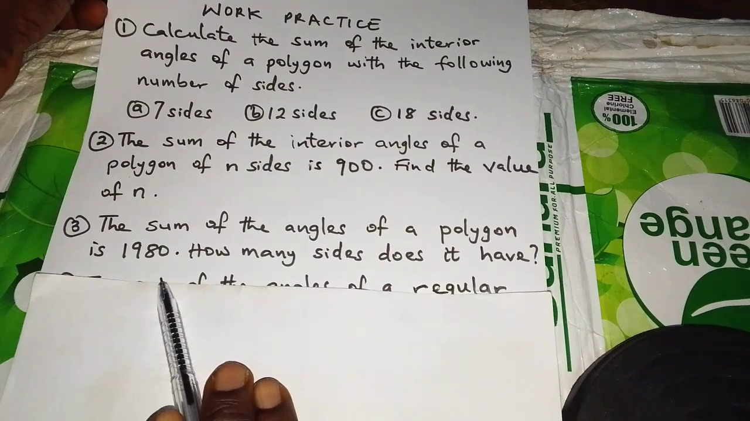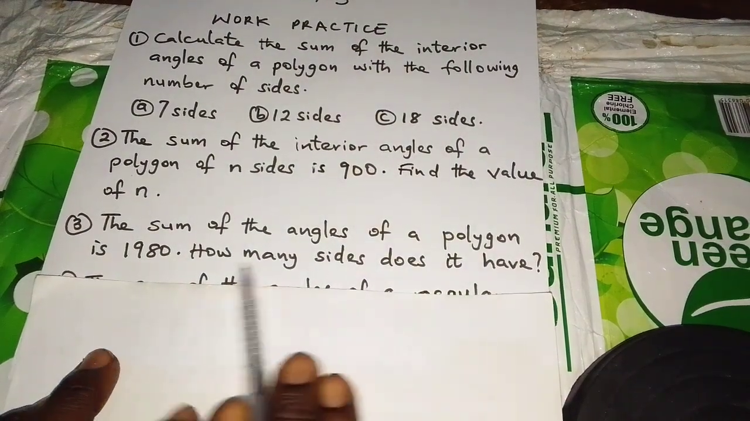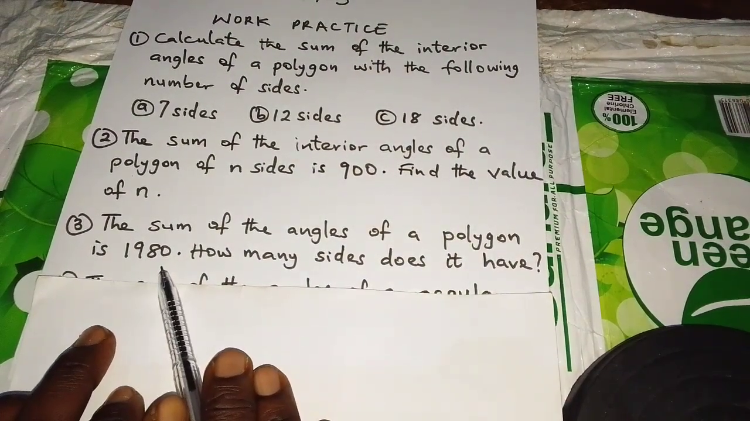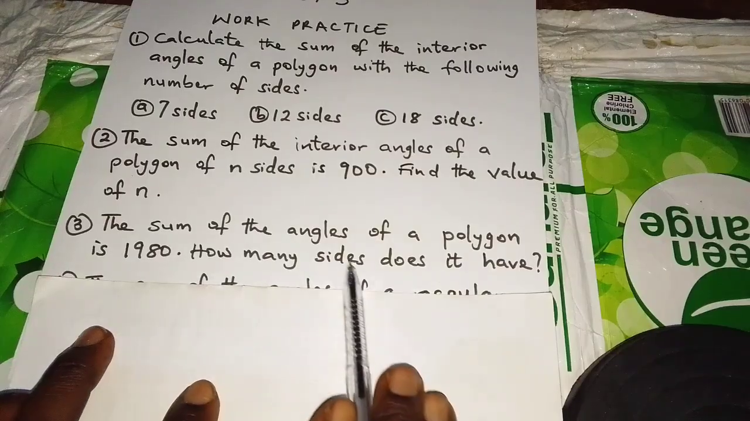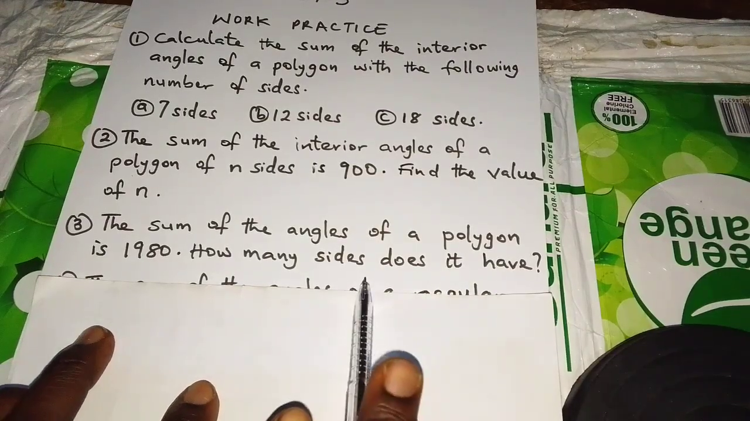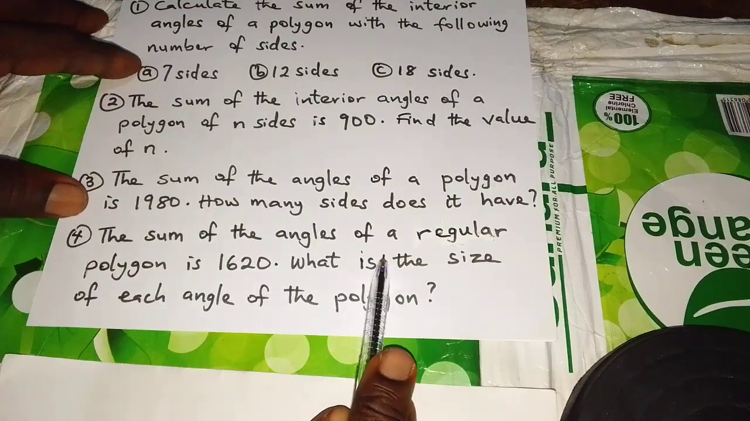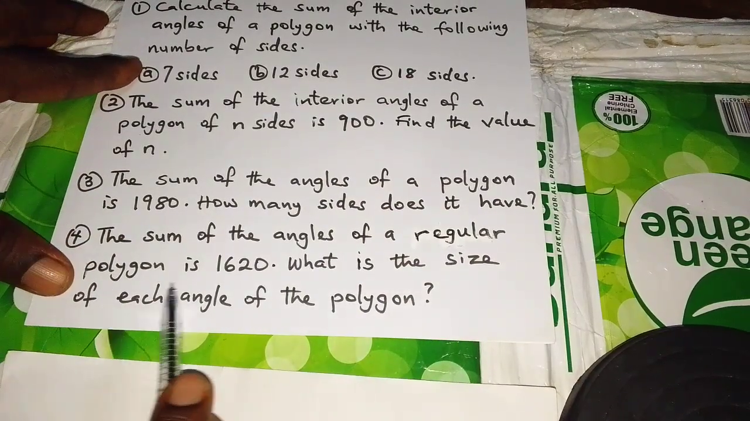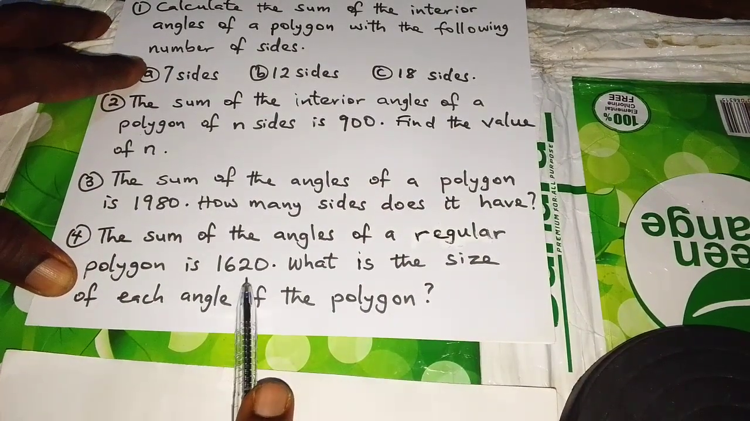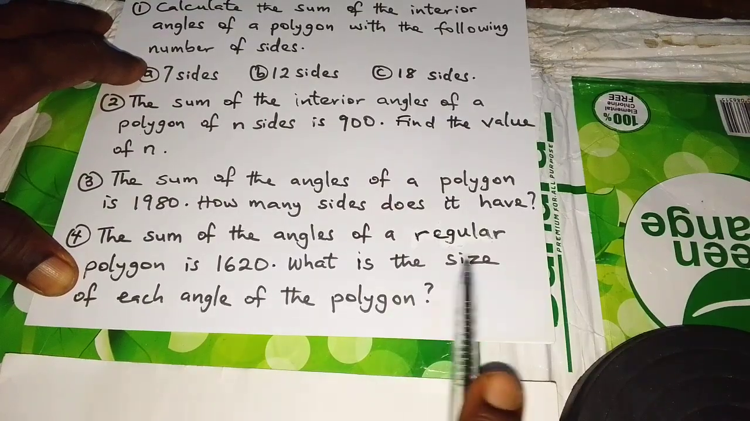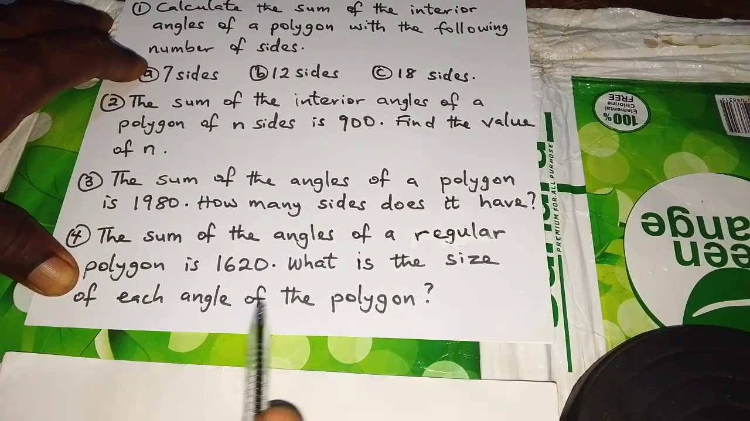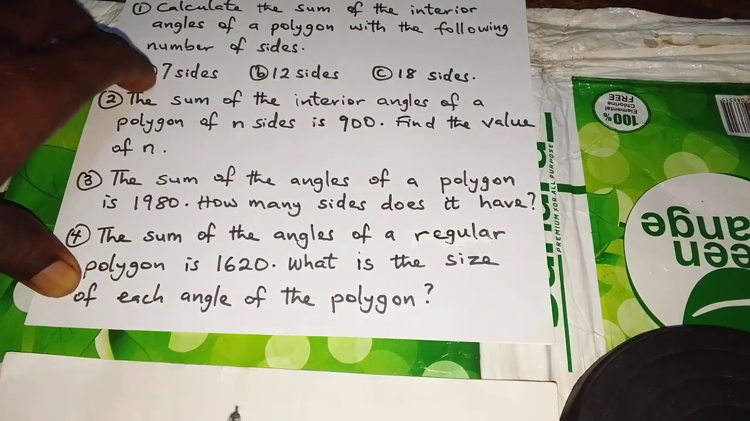Number 3: the sum of the angles of a polygon is 1980. How many sides does it have? Then number 4: the sum of the angles of a regular polygon is 1620. What is the size of each angle of the polygon?